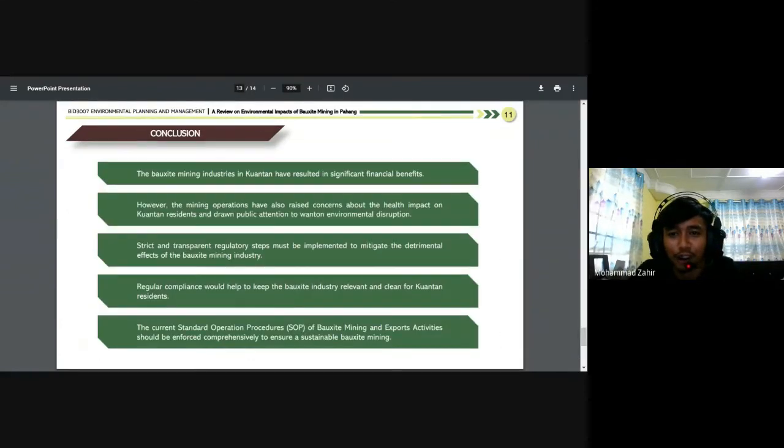So for the conclusion, the bauxite mining industries in Kuantan have resulted in significant financial benefit not only for the country but have also improved the livelihood of those involved with the industries in Kuantan. However, the mining operation has also raised concern about the health impact on Kuantan residents and drawn public attention to wanton environmental disruption. As a result, if bauxite mining operations are to resume, strict and transparent regulatory steps must be implemented to mitigate the detrimental effects of the bauxite mining industry. Regular compliance would help to keep the bauxite industries relevant and clean for Kuantan residents.